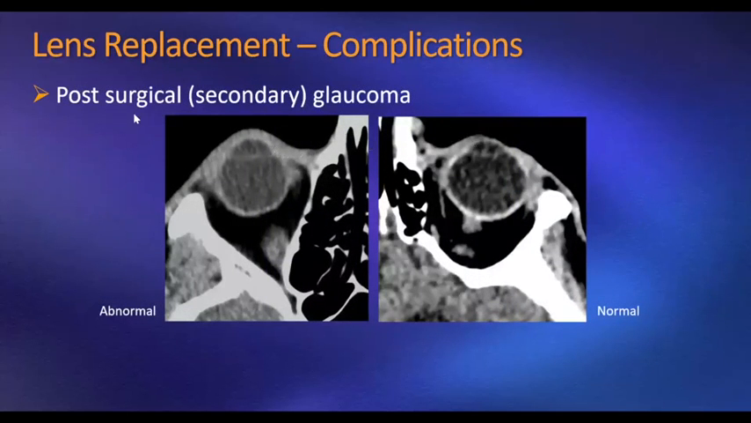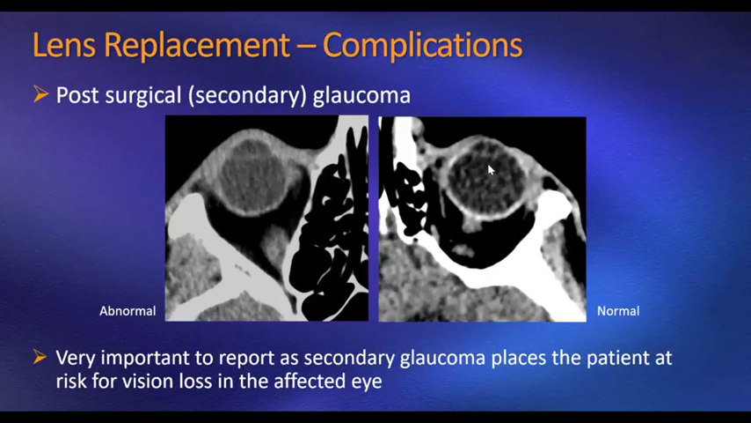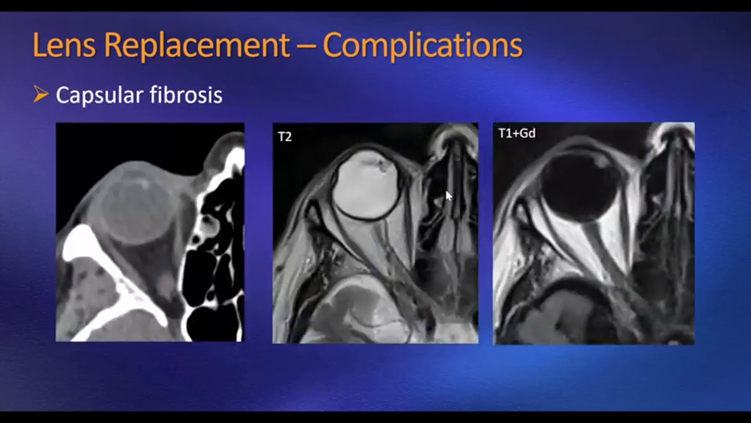Some patients will develop post-surgical or secondary glaucoma after lens replacement surgery. Here we'll be again looking at the size of the anterior chamber with marked widening appreciated with the secondary glaucoma when compared to the normal side. This is really important to report. A secondary glaucoma can cause permanent vision loss if not treated in timely fashion.